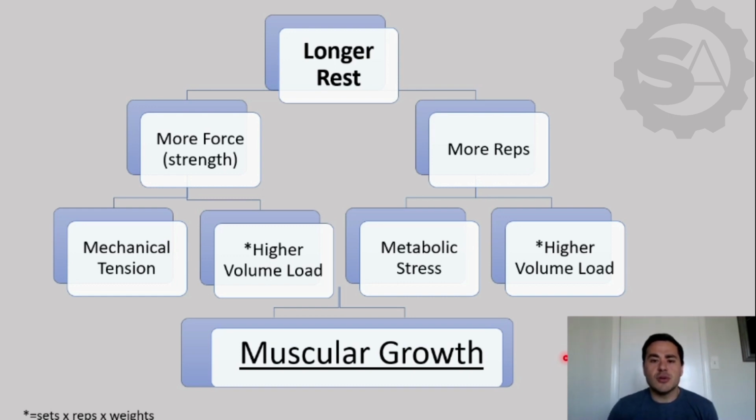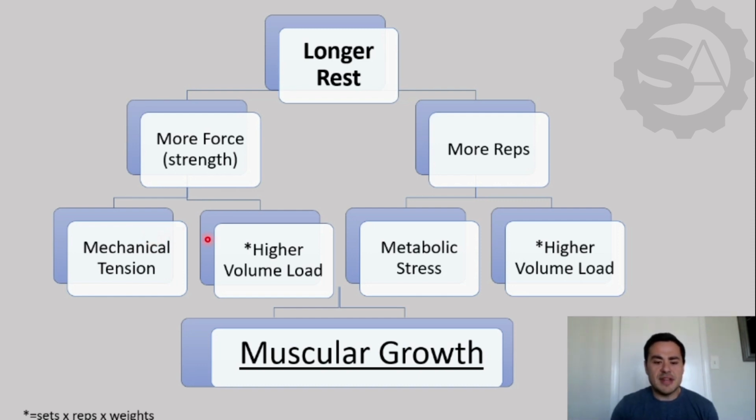If we think about longer rest periods, we have on one side of the spectrum, we know that if we rest a little bit longer, we're probably going to be able to do more weight. So what's that mean? More force, right? Well, we know that force has an impact on mechanical tension, and again, as we learned earlier, that is a big driver of muscular growth.